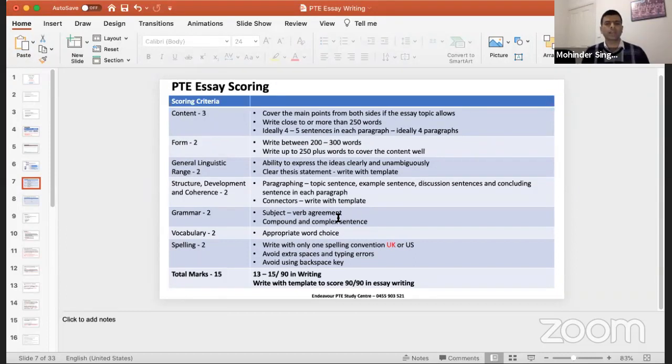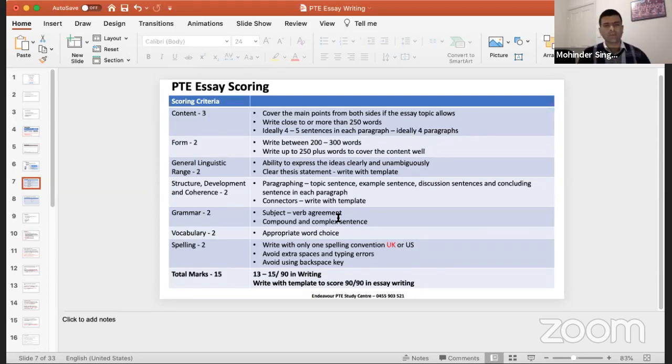If you just Google it, you can find that PDF document containing around 200 odd words, right? That's Pearson's authentic material where they have explained each item type with its scoring. But I have made this slide, reading everything that was available there.